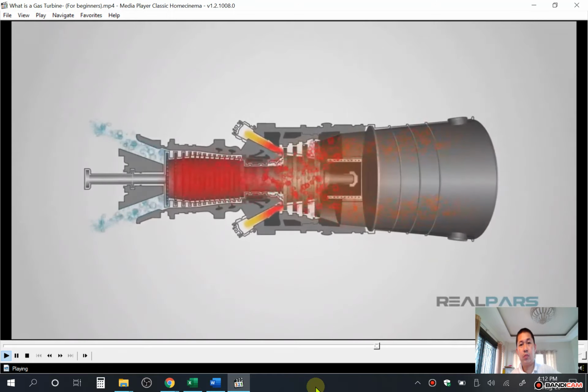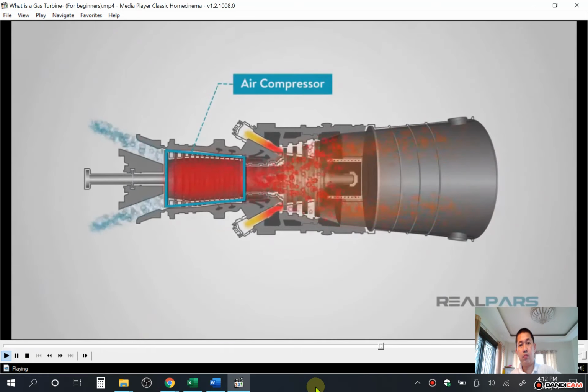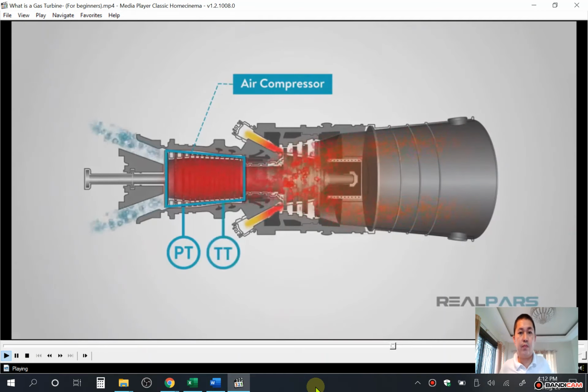The conditioned air is conducted into the turbine air compressor, which is an axial compressor comprised of multi-stages of blades mounted radially on the turbine inlet shaft. The discharge pressure and temperature of the air compressor are monitored to manage the combustion quality at the combustion chamber.